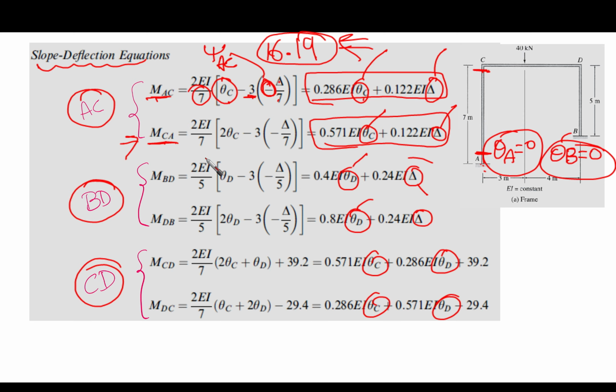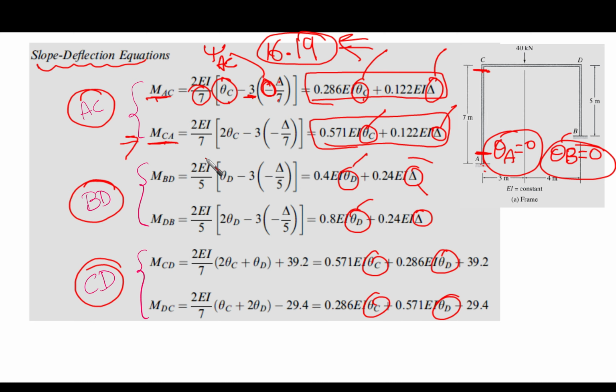Then you are going to find that SAC times 7 should equal the summation of these two moments, which is MCA and MAC. This is what is given here. So SAC times 7 equals MAC plus MCA. So now we have SAC as a function of the end moments of column AC.